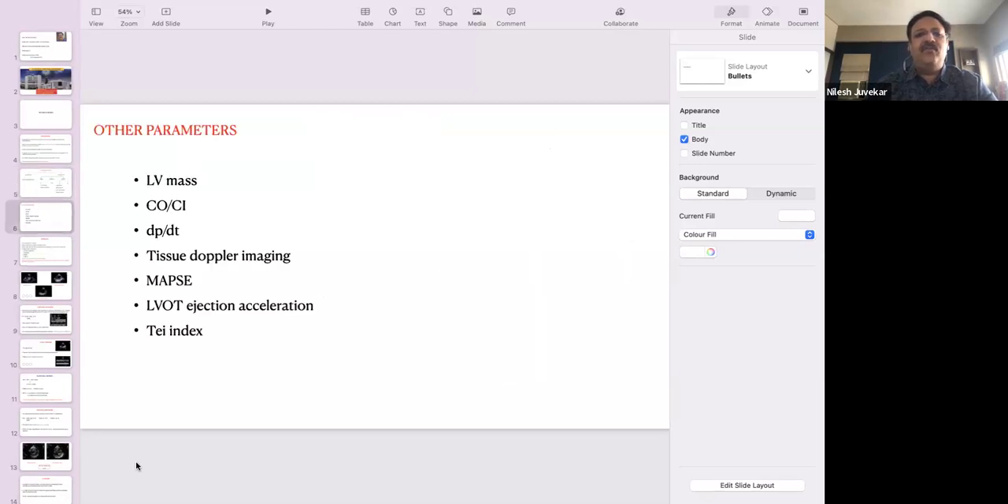volumetric, right? There are also other surrogate markers or surrogate parameters which will help us to assess the LV systolic function, like the LV mass, the dp by dt, tissue Doppler imaging, the MAPSE, the LVOT ejection acceleration, and the Tei index, which we'll be seeing one by one.